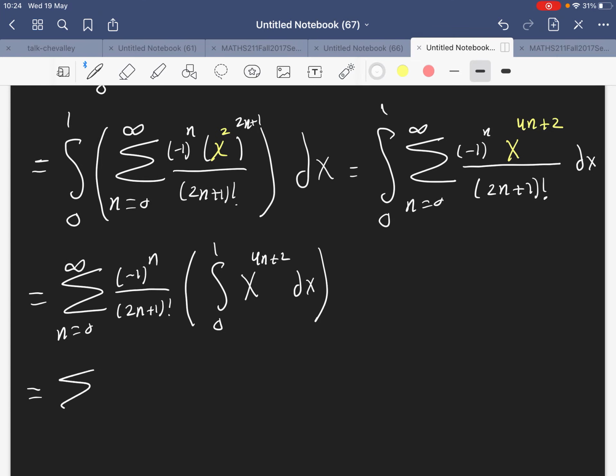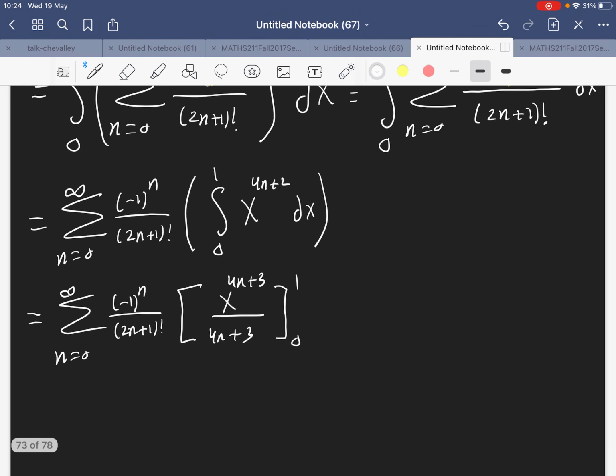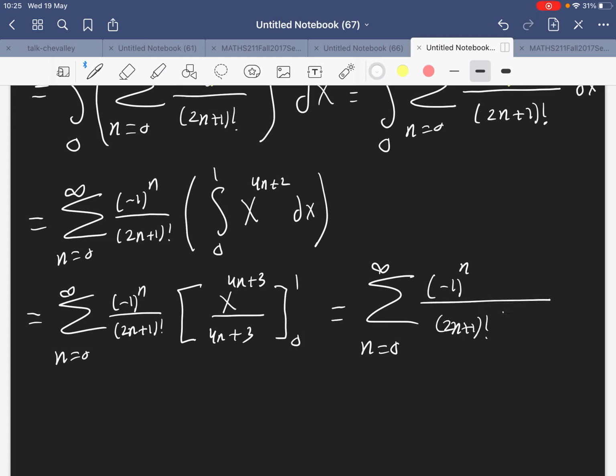Now this integral can be found easily here. Now what is this integral? It is as the following. It is x to the 4n plus 3 over 4n plus 3, from 0 to 1. Now we have to substitute 1 and 0. If we substitute 0, there will be nothing, so we substitute just 1. And if we do 1, it will be (-1) to the n over (2n plus 1) factorial times (4n plus 3). Now this is the summation.